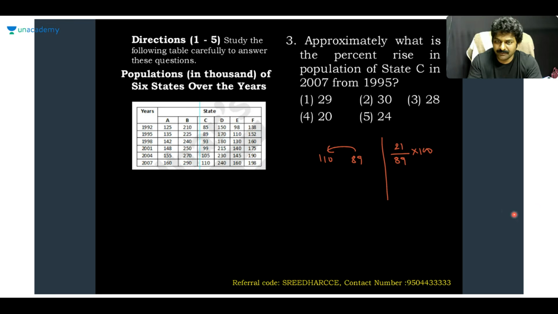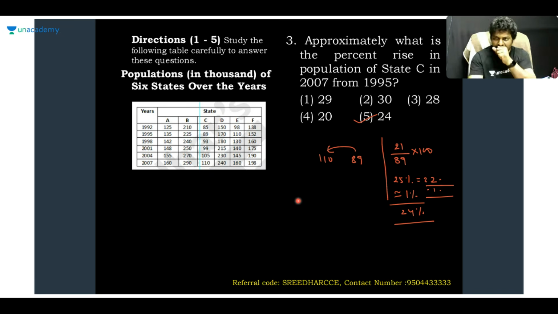Now, 50% of the denominator is 44 and a half. 25% of the denominator is 22 point something. From this, we just need to subtract only 1 point something. 1 point something, in the sense, approximately 1% of the denominator is 0.89. Approximately you can say 1%. So the answer is 24%. Right. The answer is not 28. Somebody said 28. It's 24%. Next.